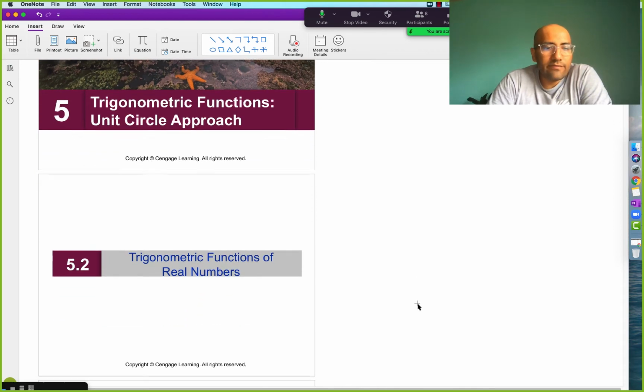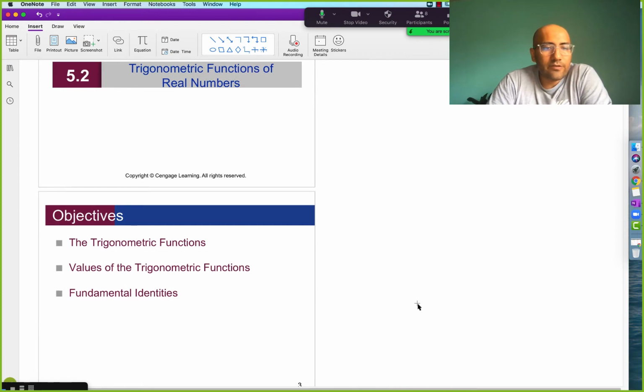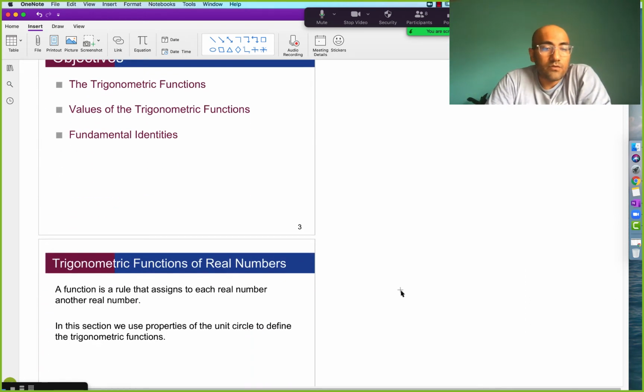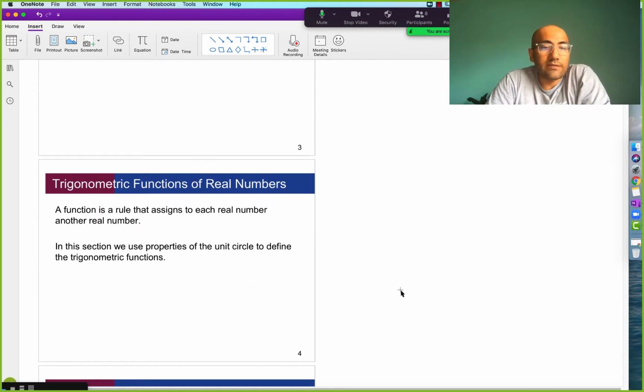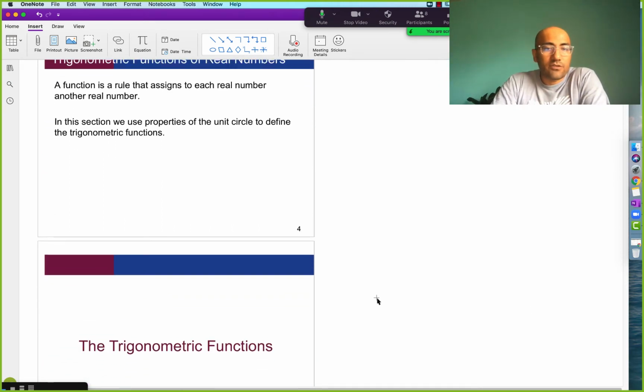Okay, Chapter 5, Section 2. Here we're going to look at the trigonometric functions, the values of trigonometric functions, and the fundamental identities. So a function is a rule that assigns to each number another number, right? This is the general definition of what a function is. So we're just going to define these new functions that are the sine function and the cosine function and the others.